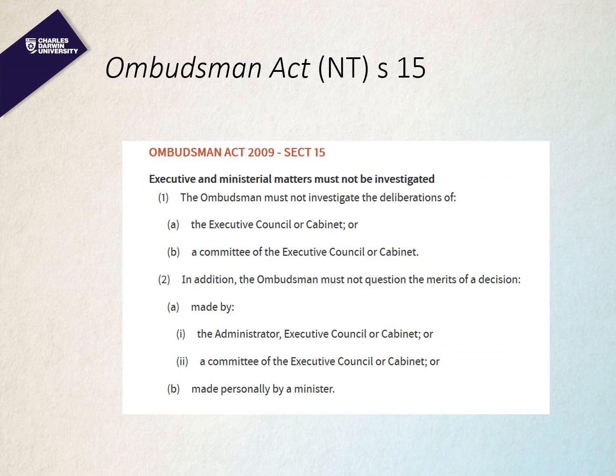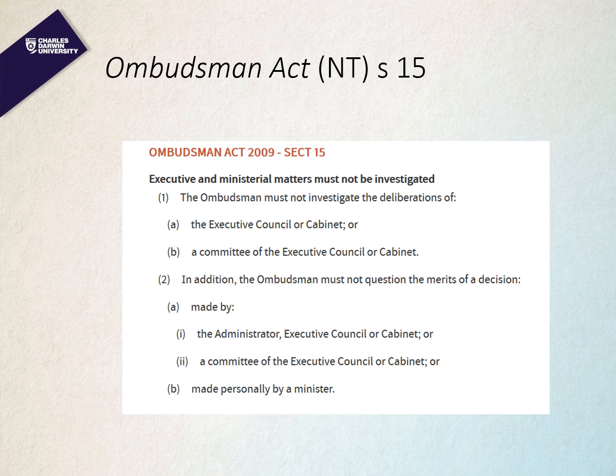Now, as I said, it's 14, 15 and 16 we need to look at together to see the jurisdiction and exclusions from jurisdiction of the Northern Territory Ombudsman. 15 is important. The Ombudsman must not investigate the deliberations of the Executive Council or Cabinet or a committee of the Executive Council or Cabinet. In addition, the Ombudsman must not question the merits of a decision, A, made by the Administrator, Executive Council or Cabinet or a committee of it, or B, made personally by the Minister.